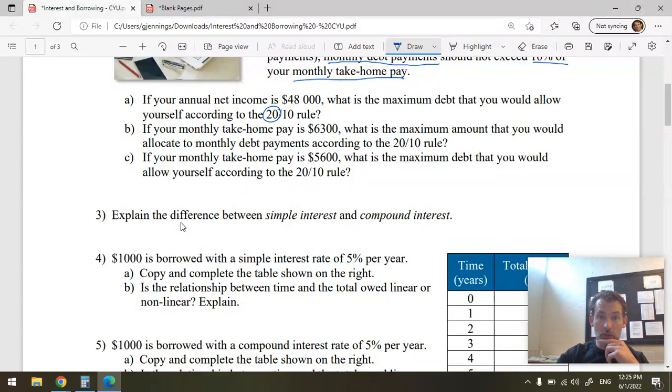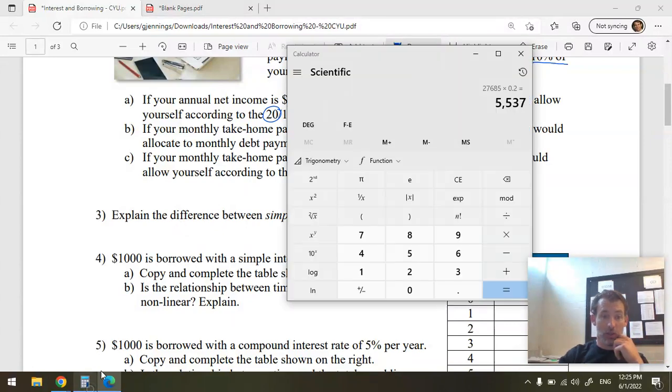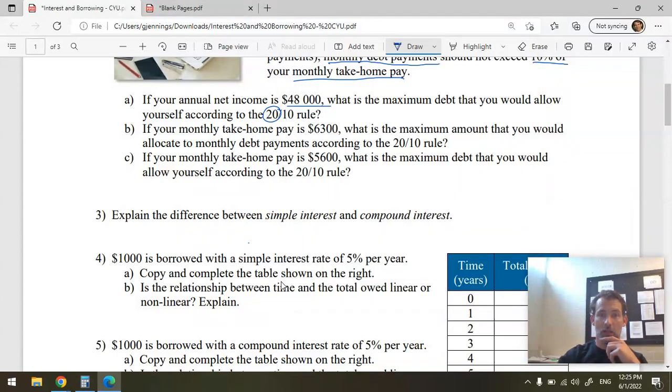Well, in this case, we're going to use this 20% because we want this maximum debt to be less than 20% of our income. 20% of 48,000, this is the way you would punch it on a calculator: 48,000 times 20%, 0.2, equals 9,600. So we would not want our debt to be greater than $9,600 based on this 20/10 rule.